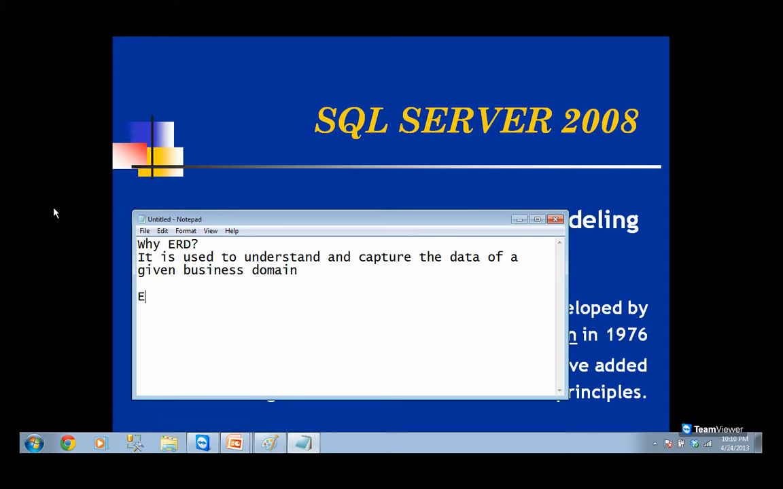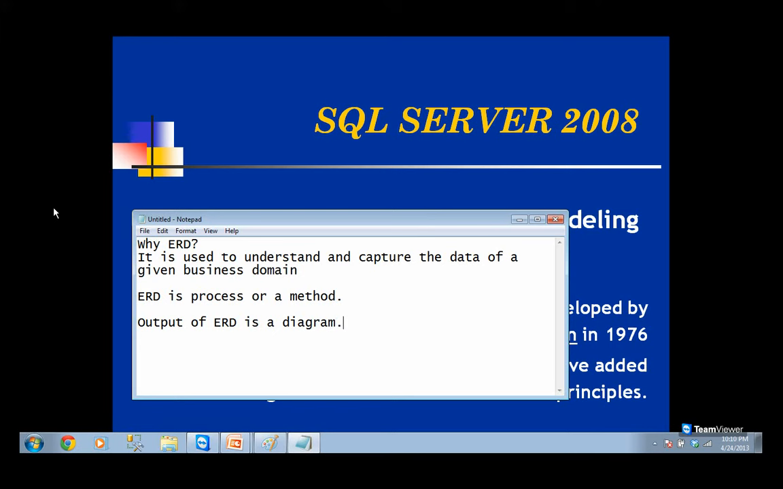Okay, ERD is a process. ERD is a process, which is a method or an approach. It is not a software. ERD is a method or a process or an approach. The output of ERD is a diagram. So this is what you have to understand.